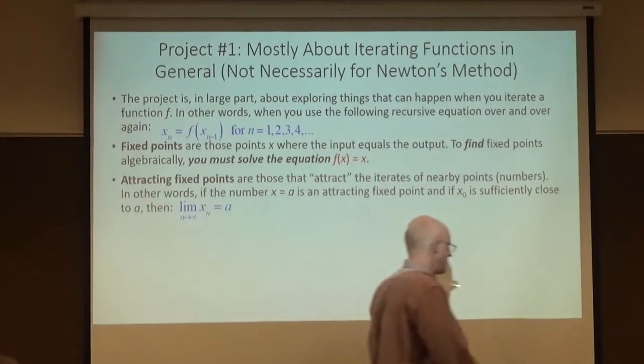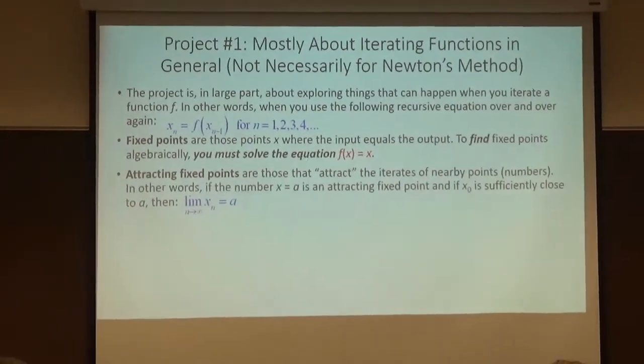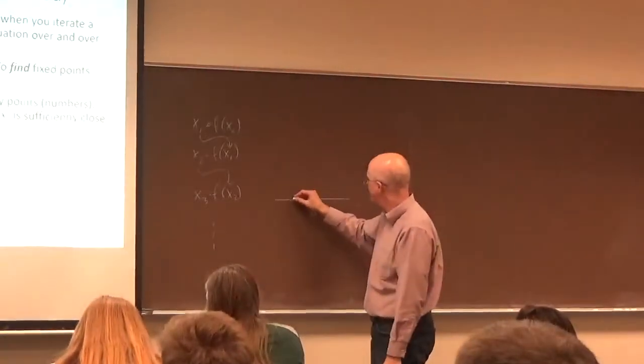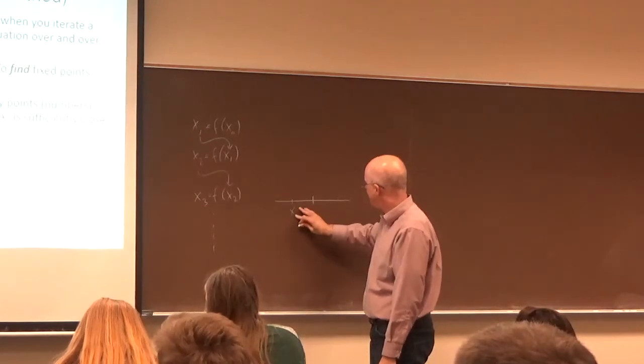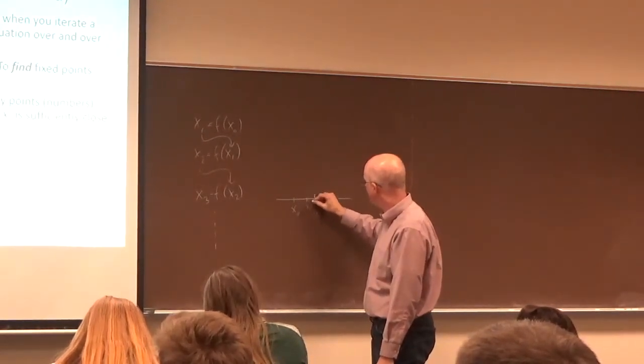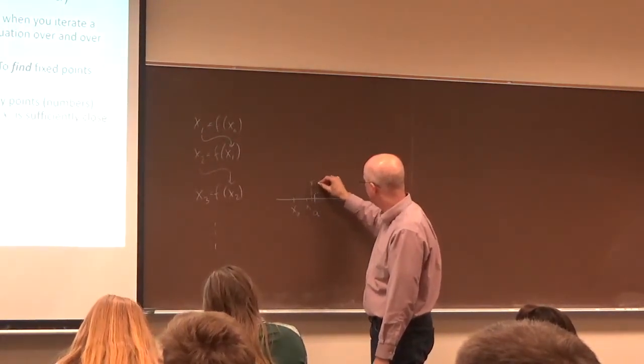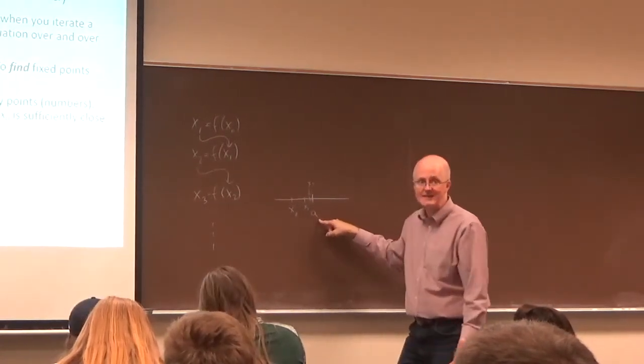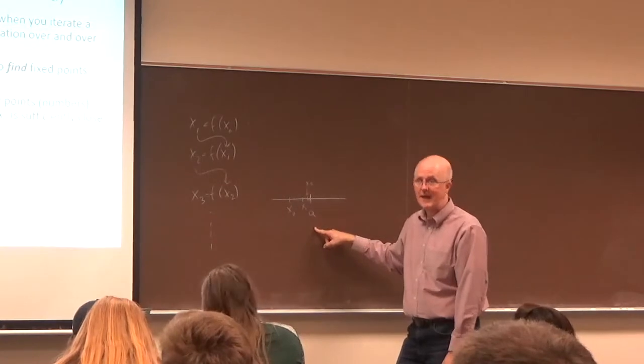The points get closer and closer to A. You could imagine it on a number line. If A is right here, and it's an attracting fixed point, maybe x0 is right there, x1 is right there, x2 is right there, etc. They could be getting closer and closer to A. They will be, in fact, if A is attracting and if x0 is close to A.